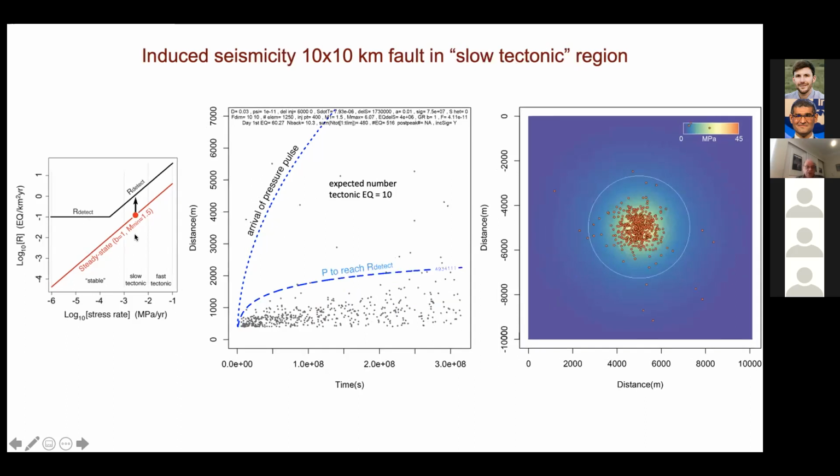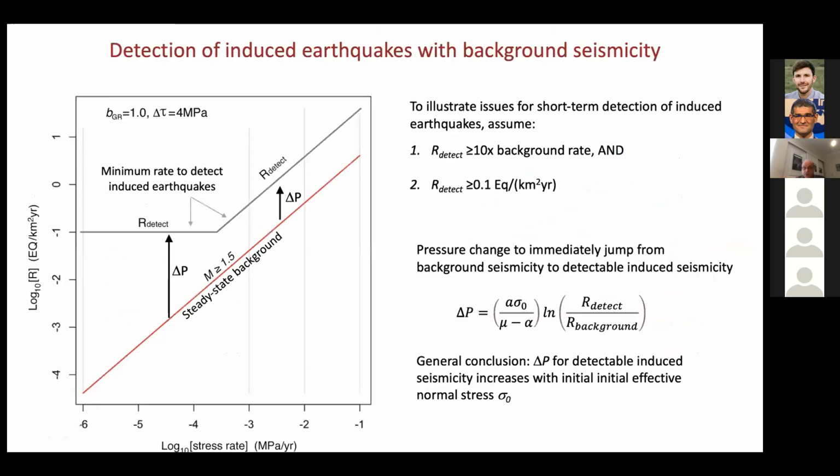So here's moving up to what I call a slow tectonic area. Here, the background seismicity on this 10 by 10 kilometer fault is about 1 earthquake per year, a total of 10 earthquakes in this simulation. And again, this is the pressure needed to reach the detectable seismicity, just based on that kind of arbitrary decision I made earlier on. I'll just go back to it real quickly here, based on these criteria.